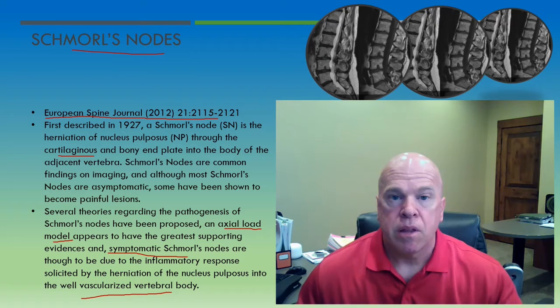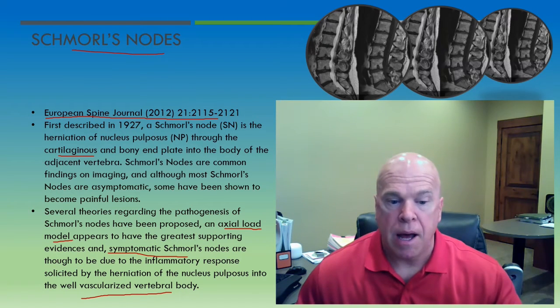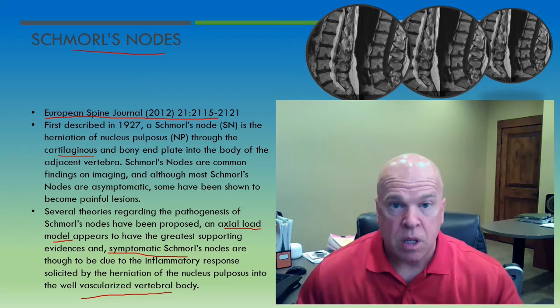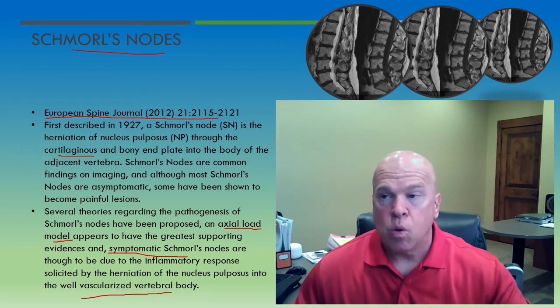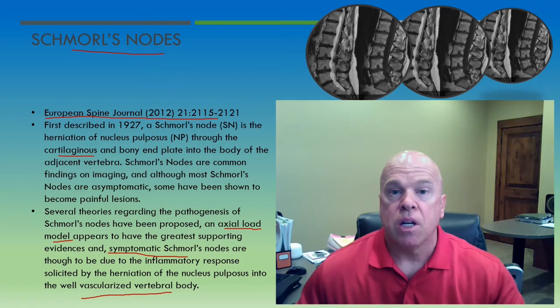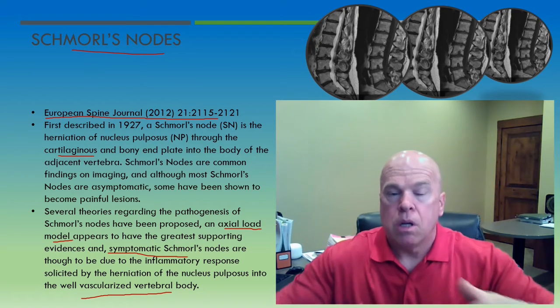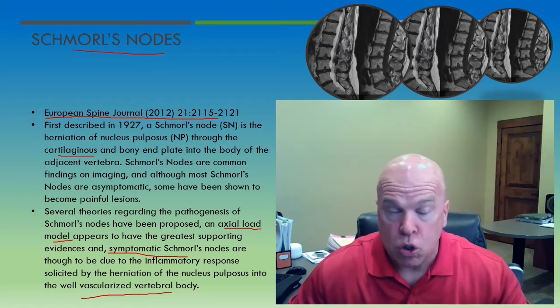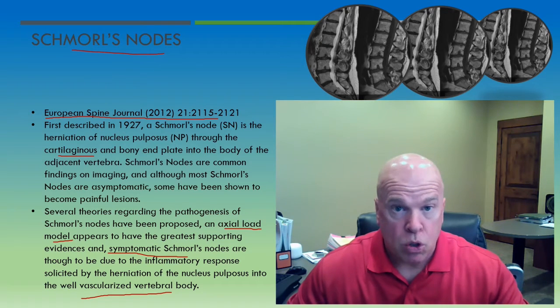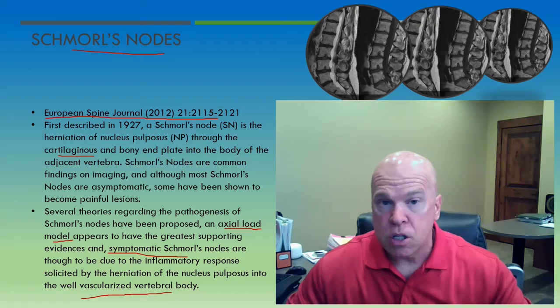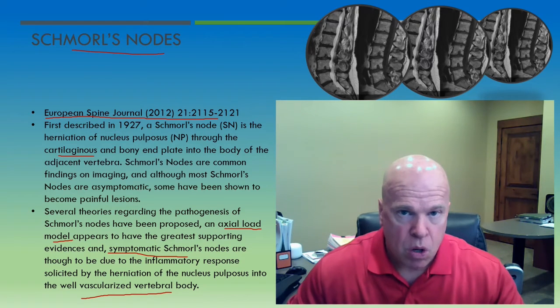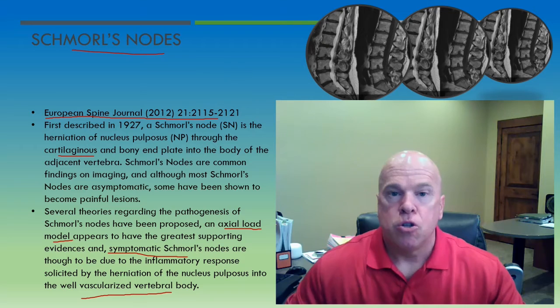contact with this well vascularized hematopoietic tissue within the body of the vertebra, this can elicit or stimulate an inflammatory response. An inflammatory response has been shown by biopsy through the presence of inflammatory cells in and around the area of a Schmorl's node. So symptomatic Schmorl's nodes are characterized by an inflammatory reaction, whereas asymptomatic Schmorl's nodes have no inflammation associated with them. Okay, so let's talk about some of the causes of Schmorl's nodes.